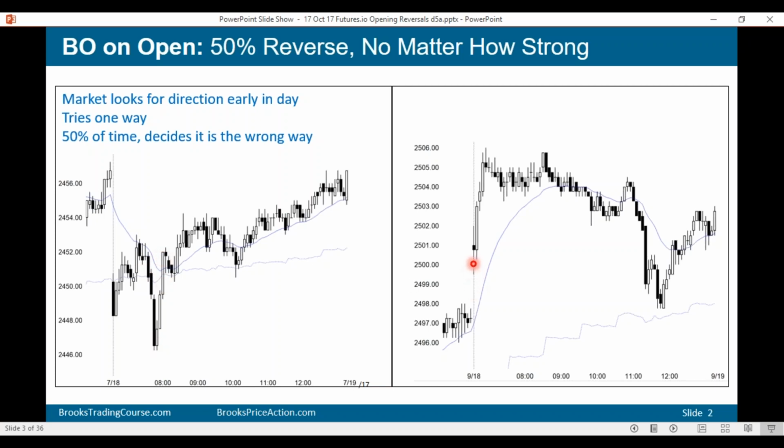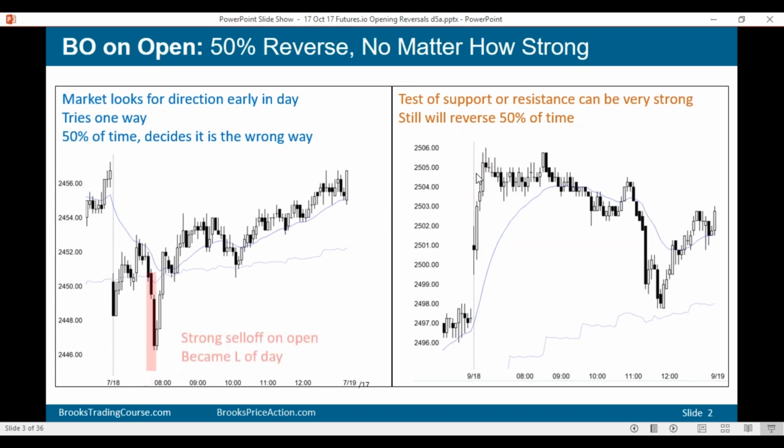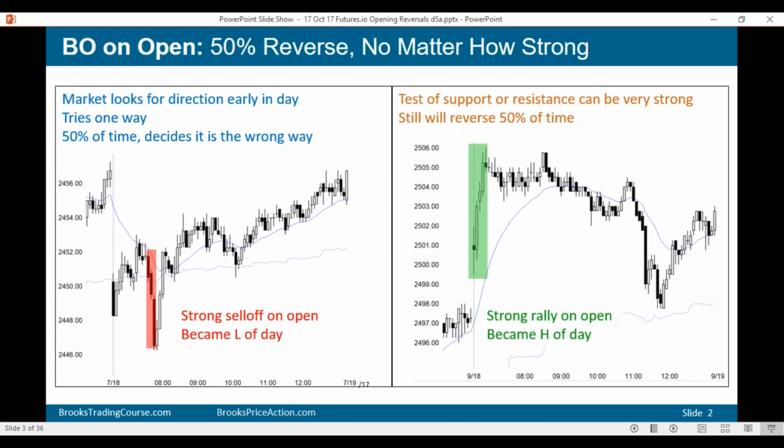And here's the opposite. We gap up and we rally strongly on the open. And no matter how strong the breakout is, there's a 50% chance that instead of leading to a continuation up, you'll get a reversal down. Although you cannot see the bars to the left, these breakouts are always a test of support if it's a sell-off or a test of resistance on a rally. Strong sell-off became the low of the day, and strong rally became the high of the day.